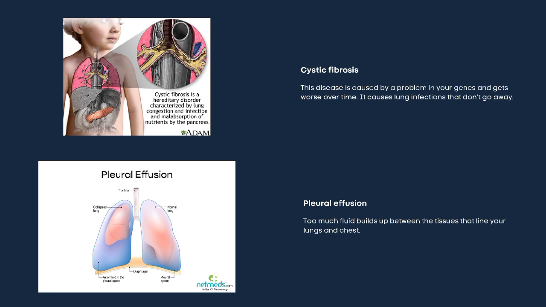Next is pleural effusion. Too much fluid builds up between the tissues that line your lungs and chest. A pleural effusion is a collection of fluid abnormally present in the pleural space, usually resulting from excess fluid production and or decreased lymphatic absorption. It is the most common manifestation of pleural disease, and its etiologies range in the spectrum from cardiopulmonary disorder and or systemic inflammatory condition to malignancy. Approximately 1.5 million pleural effusions are diagnosed in the United States each year.